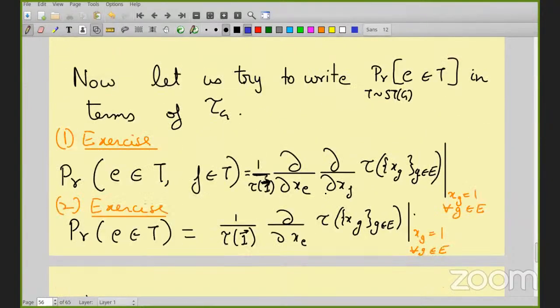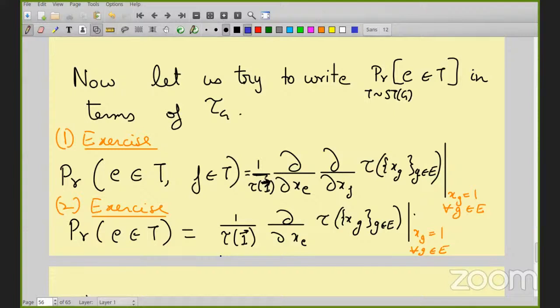I want you to take these two things as exercises. So first, maybe the second one first: the probability that the edge E is in the spanning tree T is just, I take the derivative of this tau with respect to XE and then set every variable to 1 and then divide by tau. Why is this the case?